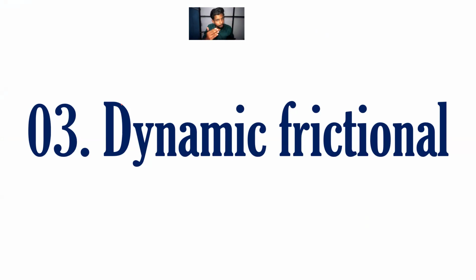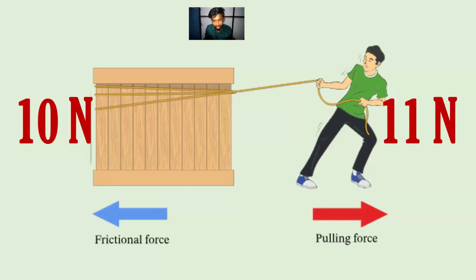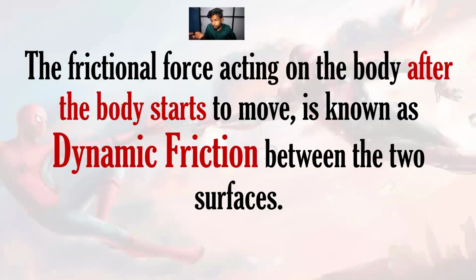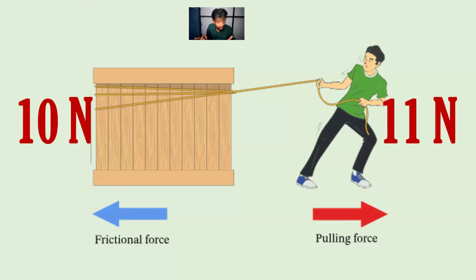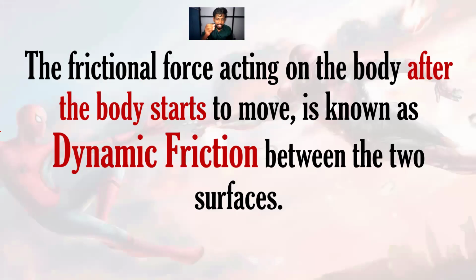Third one, dynamic frictional force. You know what is dynamic? Here we are applying 11 Newton, 12 Newton, 13 Newton. At that time, the object starts to move. So at that time, after the motion, the object will start to move. So after the motion, we have the frictional force, right? Here 10 Newton. That frictional force is called dynamic frictional force. Frictional force acting on the body after the body starts to move is called dynamic frictional force.